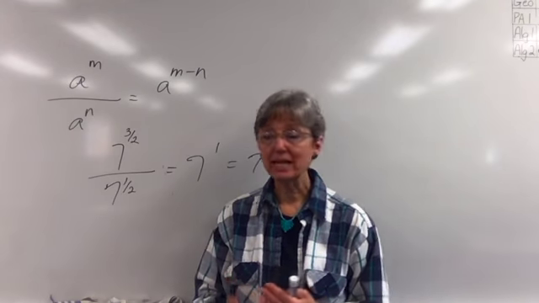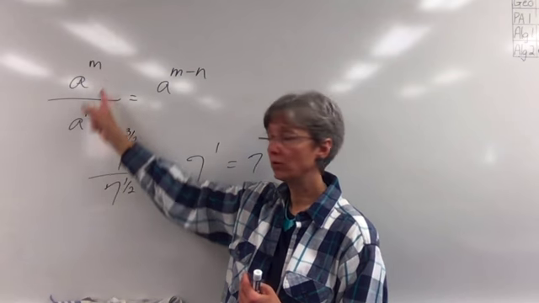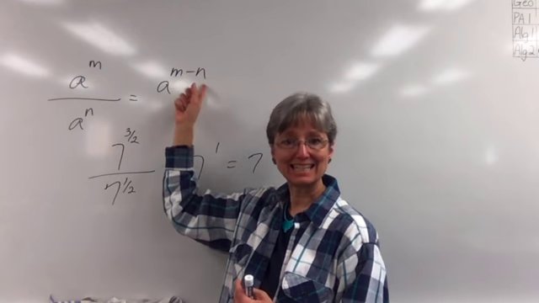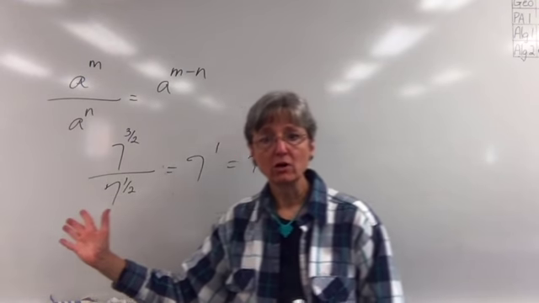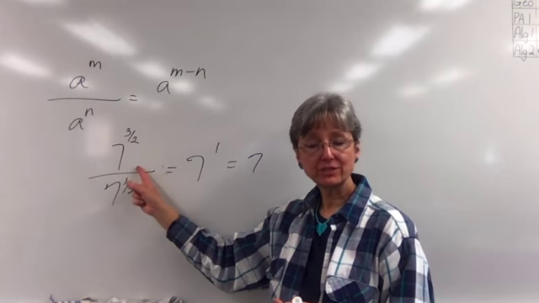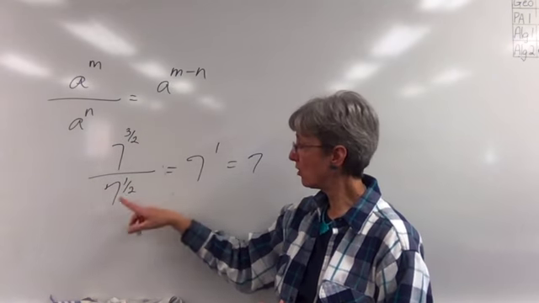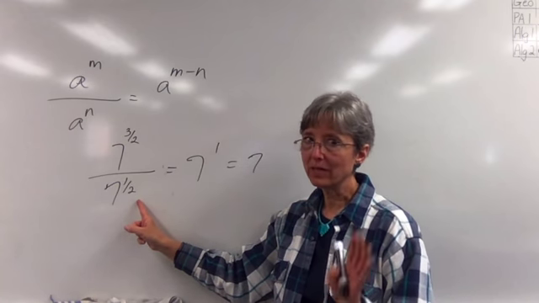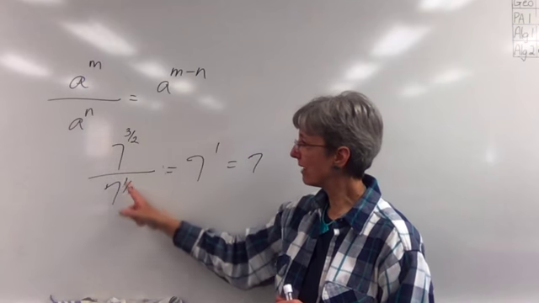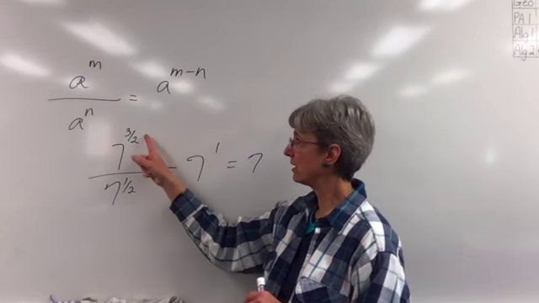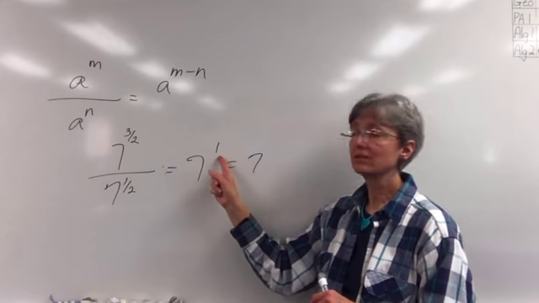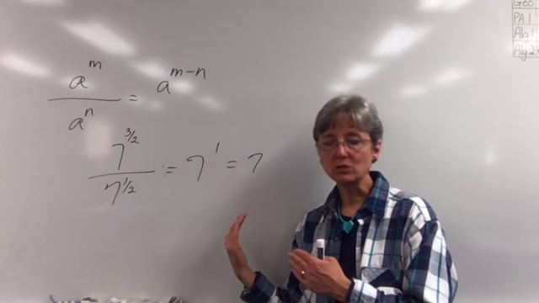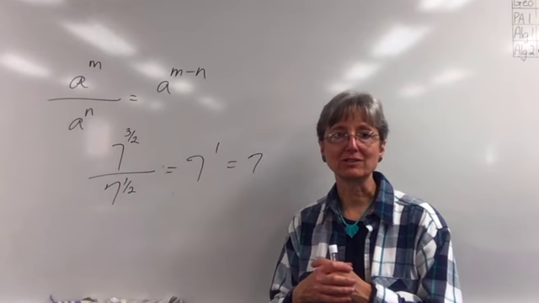If I have the same base and I have a to one power over a to another, I subtract. It's m minus n, right? Same thing with fractions. For instance, if I have 7 to the power of 3/2 over 7 to the power of 1/2, notice my bases are the same. That's why I can do this. Then it's 3/2 minus 1/2, or 2/2. So this is 7 to the power of 2/2, which is 1. That's just 7. So the same things we did with whole numbers, we do with fractions.